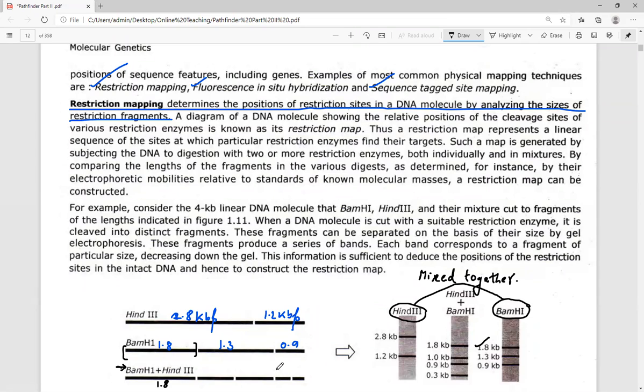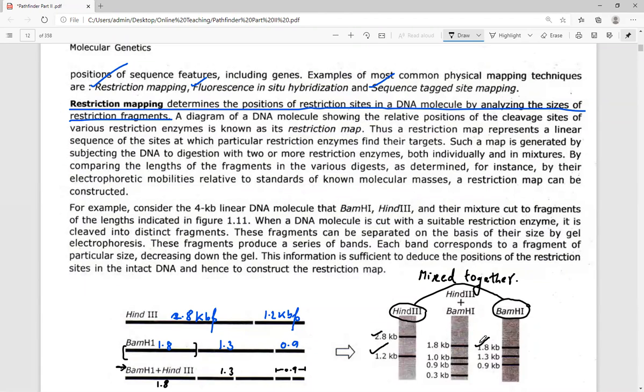So this should form 0.9, and this would be forming 1.3. But this 1.3 will also be cleaved because of the 1.2 kilo base pair region. 1.2 की वजह से ये भी cleave हो जाएगा. And how many cuts are produced?